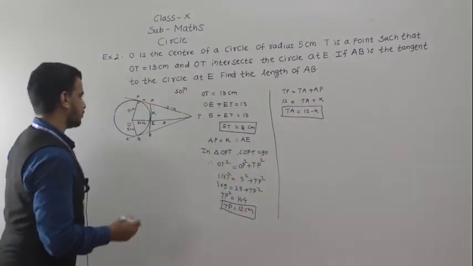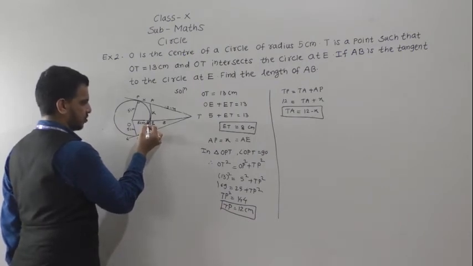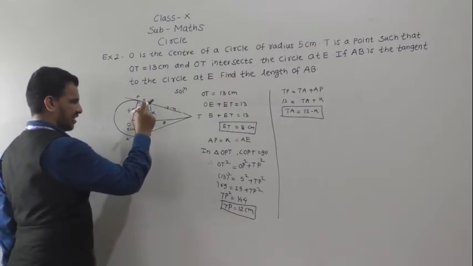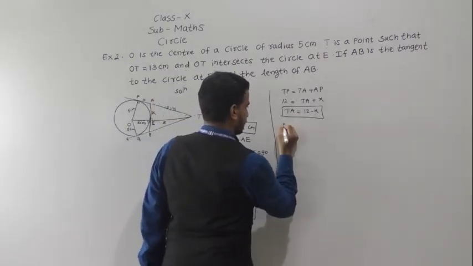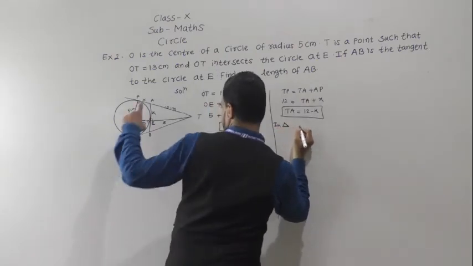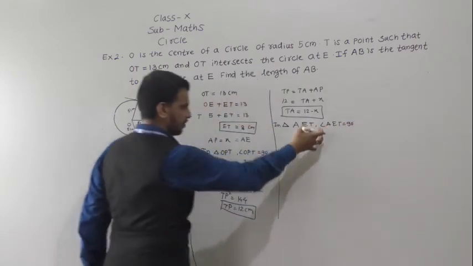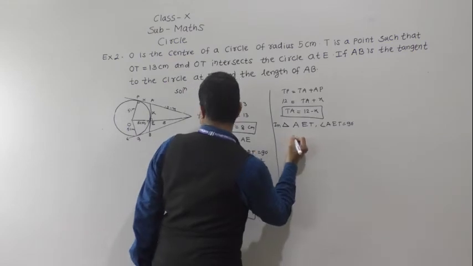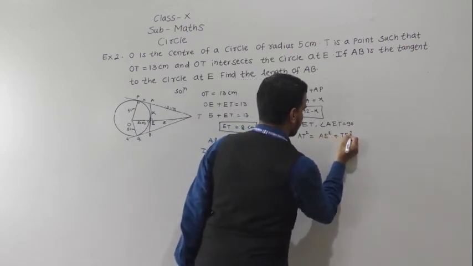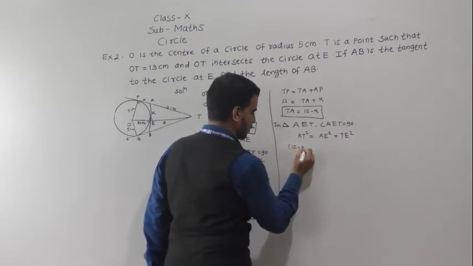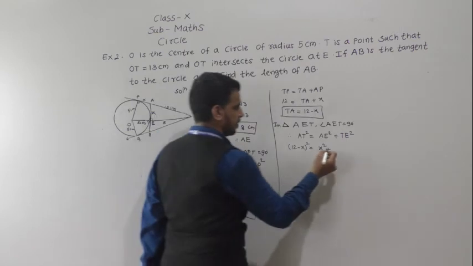Now here AB is a tangent at point E, again OE is a radius, so this is a right angle. So we can use Pythagoras theorem in triangle AET. In triangle AET, angle AET is equal to 90 degrees, that is the angle between radius and tangent. Therefore AT square is equal to AE square plus ET square. So AT is 12 minus x, so (12 minus x) whole square, AE is x, so x square, plus ET is 8 centimeter, so 8 square.